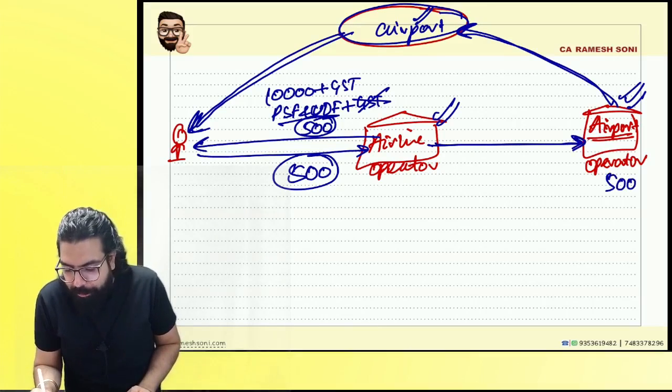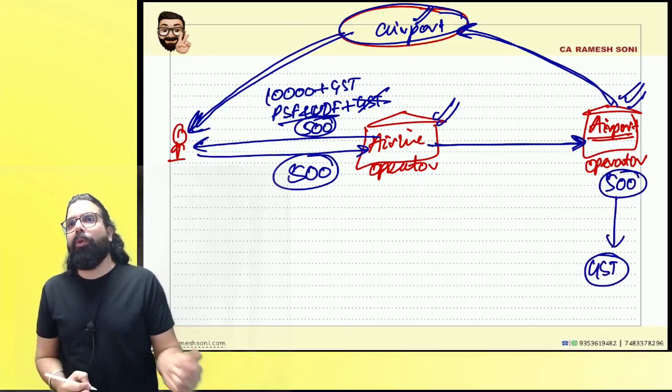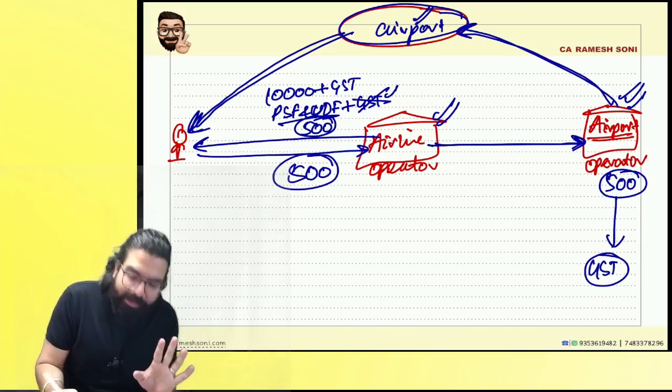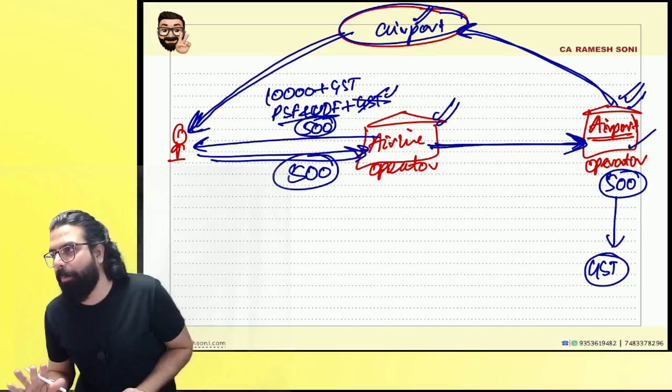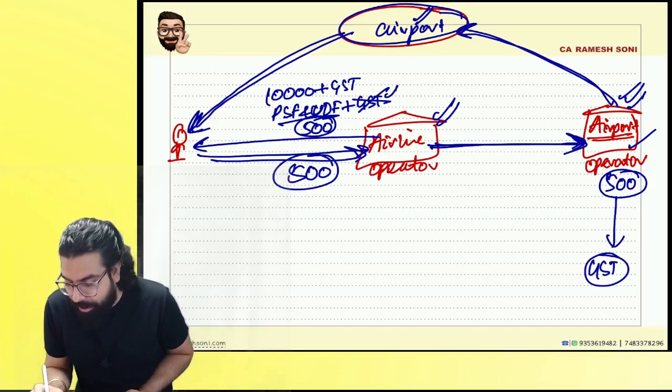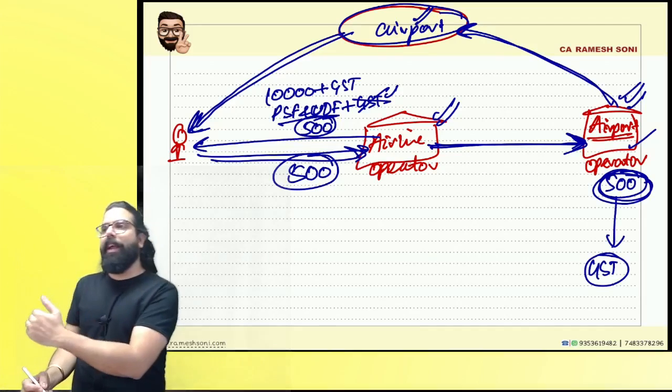The amount which is received by the airport operator, from that the airport operator has to pay the GST to the government. Sir, if the GST is collected separately, then he will pay the GST amount also to the government. If GST is not collected separately, then from whatever the amount is, the GST has to be paid to the government. Can I go ahead, everyone?